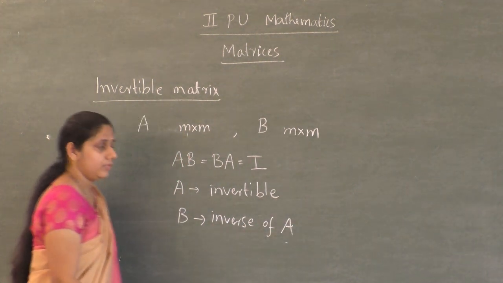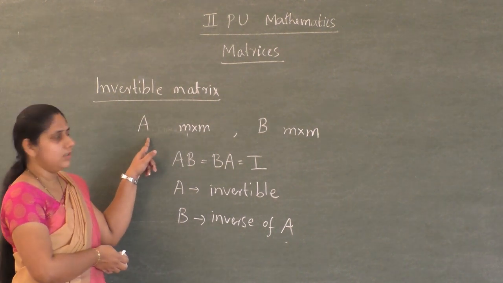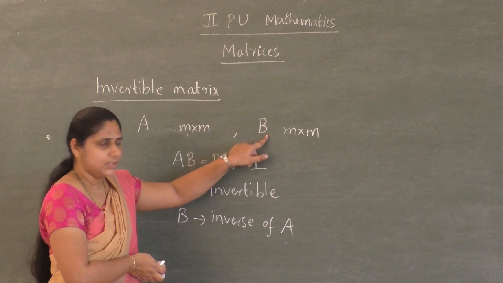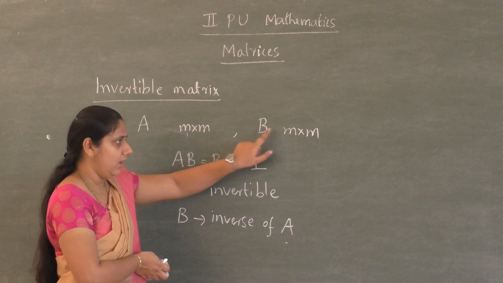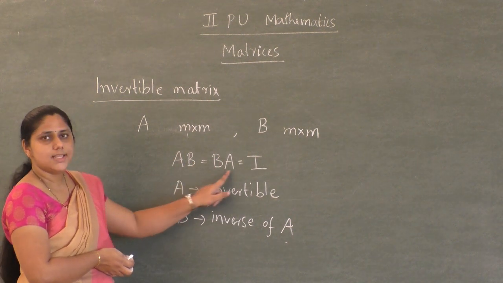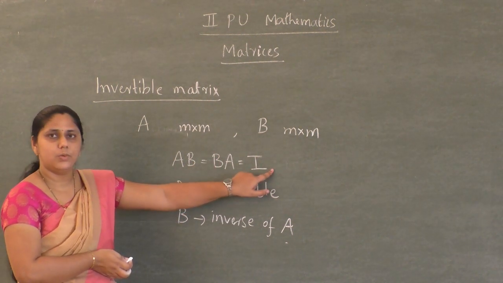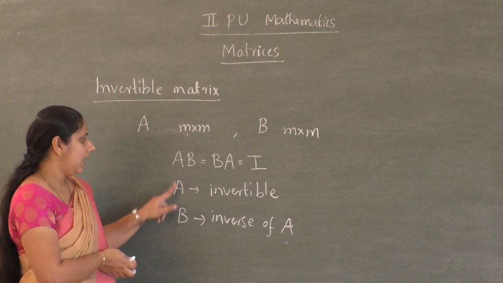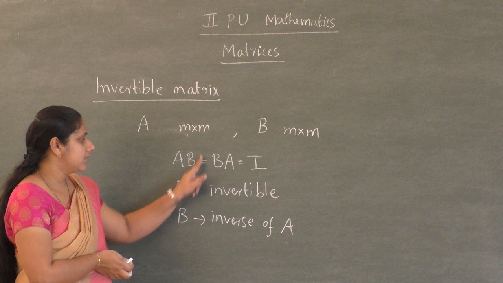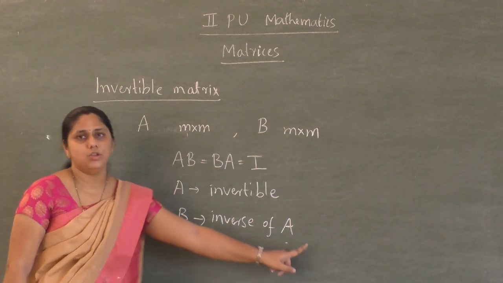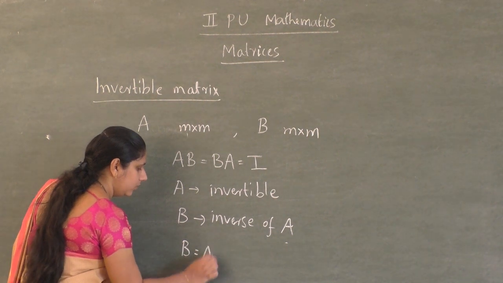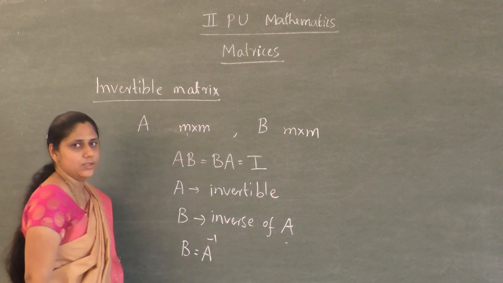inverse of A. If A is a square matrix of order n cross n, then there exists another square matrix B of the same order such that AB is equal to BA, which is equal to I, then A is said to be invertible and the matrix B is called as inverse of A, and it is denoted by B equal to A inverse.